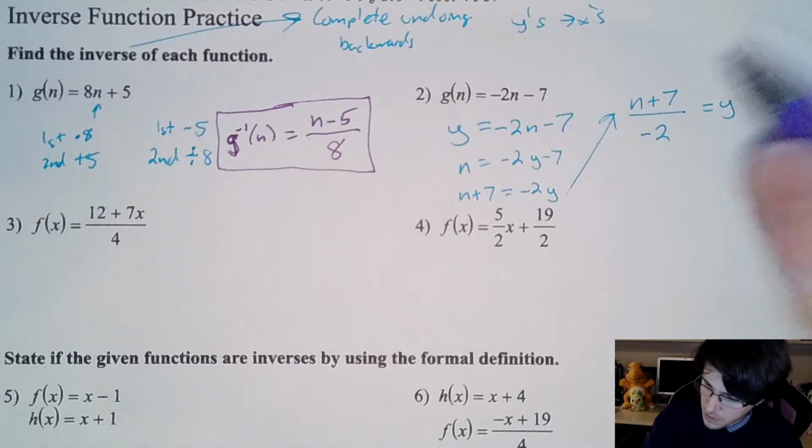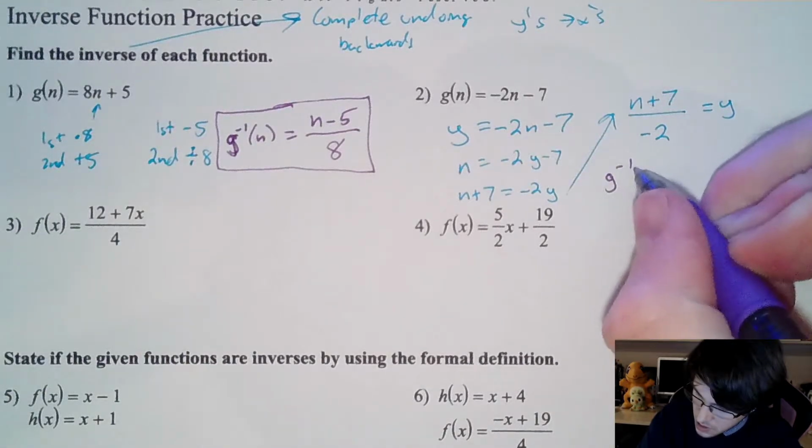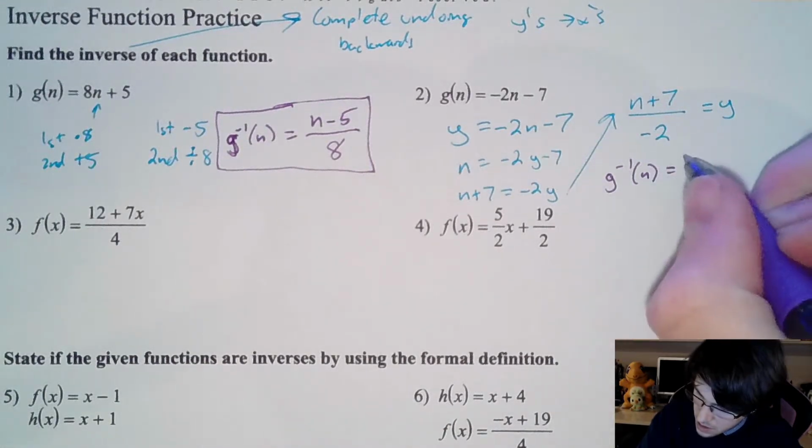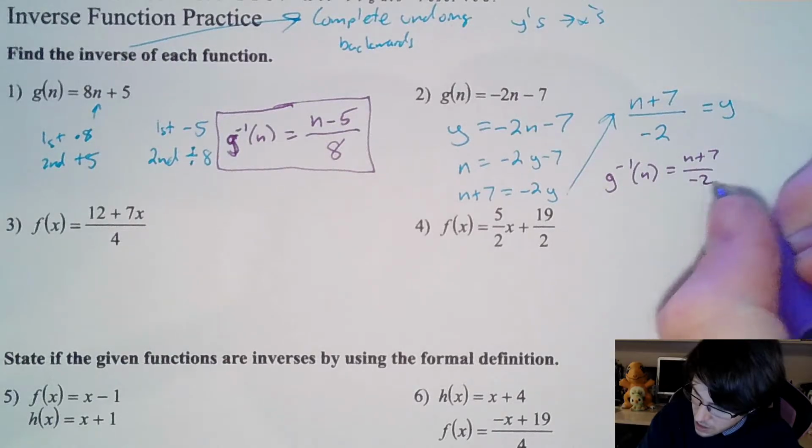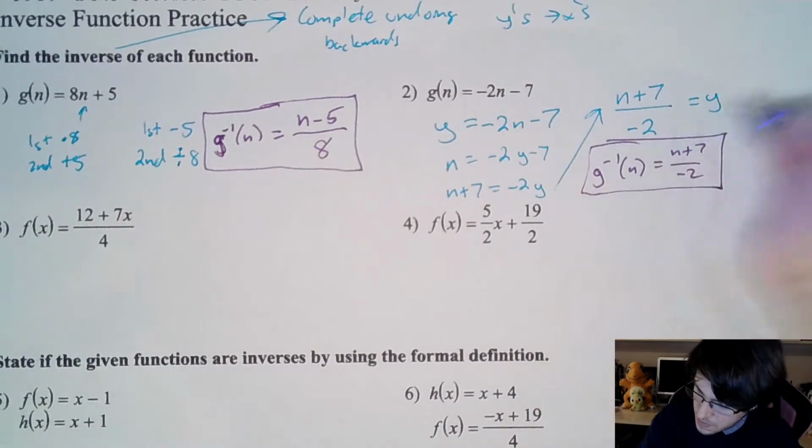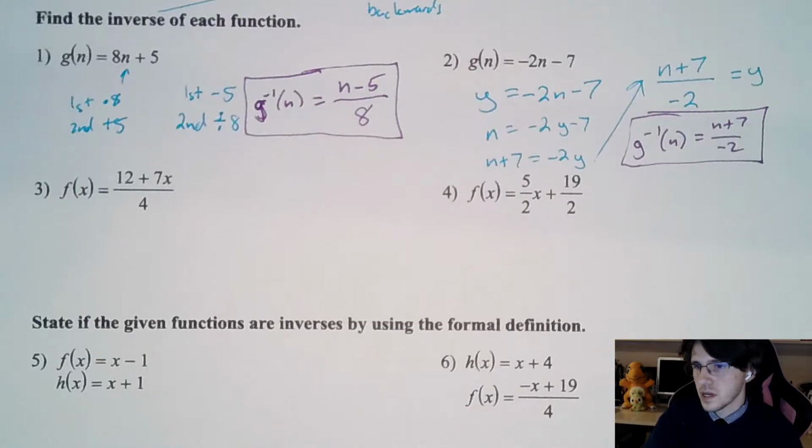And then we're just going to rewrite using that correct notation. Again, I'm writing it in purple. It happens to be the letter G with the inverse again. Is n plus 7 divided by -2. There you go. Let's check out number 3.